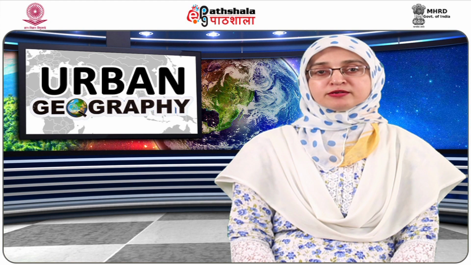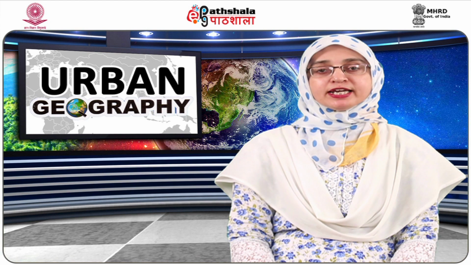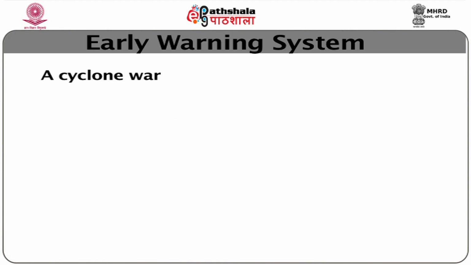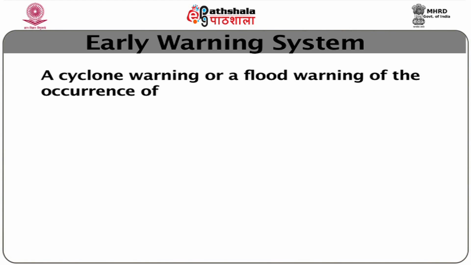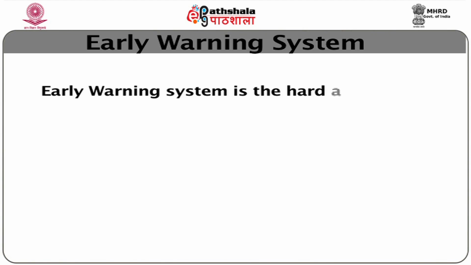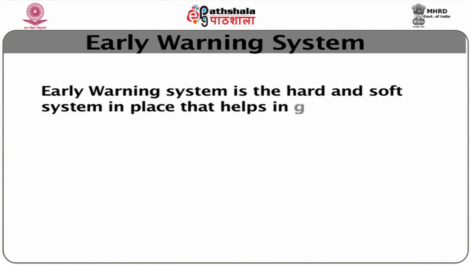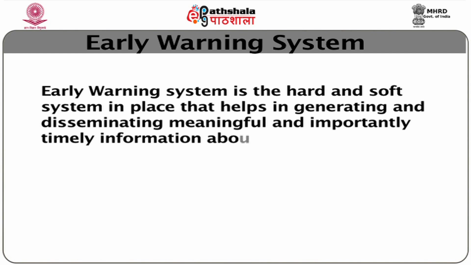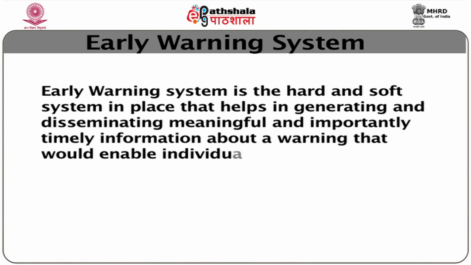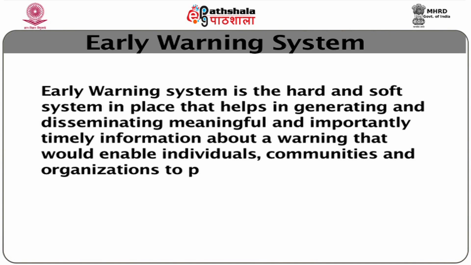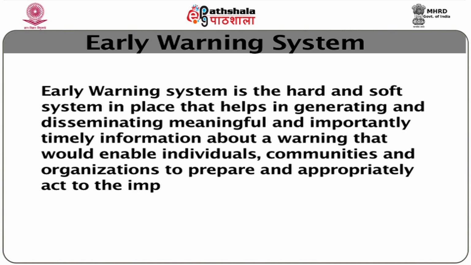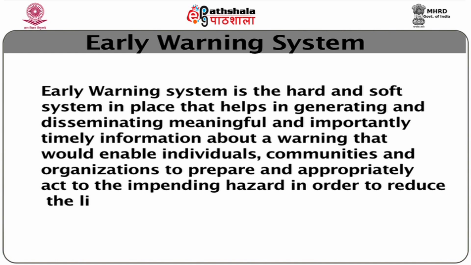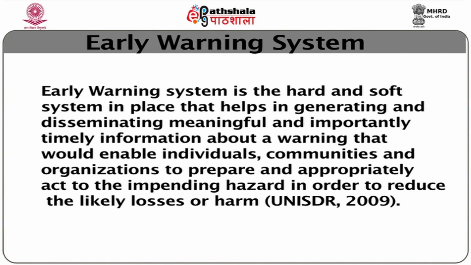Now, early warning system. A warning connotes a negative outcome, for example, a cyclone warning or a flood warning of the occurrence of prospective disasters. Early warning system is the hard and soft system in place that helps in generating and disseminating meaningful and important timely information about a warning that would enable individuals, communities, and organizations to prepare and appropriately act to the impending hazard in order to reduce the likely losses or harm, according to UNISDR 2009.